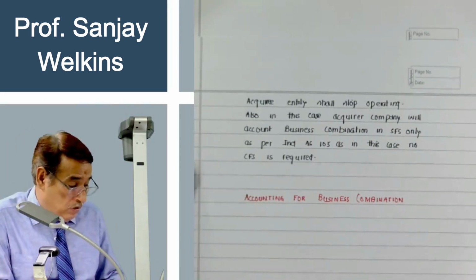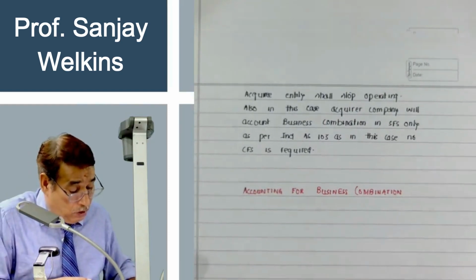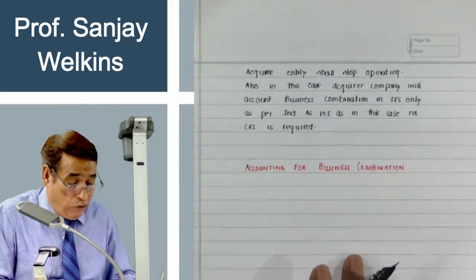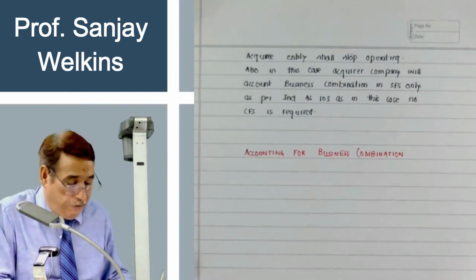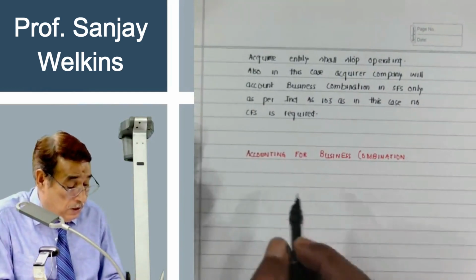Ind AS 103 states that in order to account, we will have to apply the acquisition method, as most of you are quite familiar or might be familiar with this, correct?